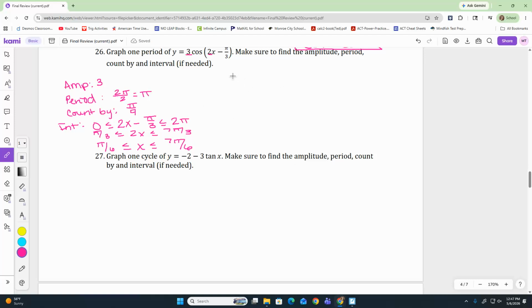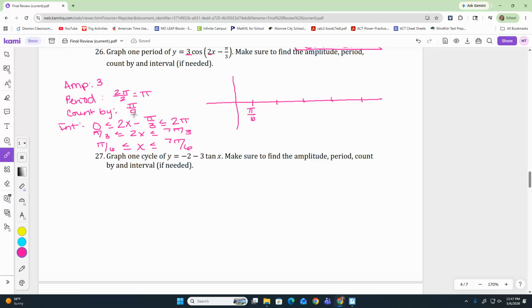So now I'm ready to draw my graph. Do you remember how many points did we need on the x-axis? 5. My first one is where my interval starts, which was pi over 6. And we did 4 points after that. How do we get those points?